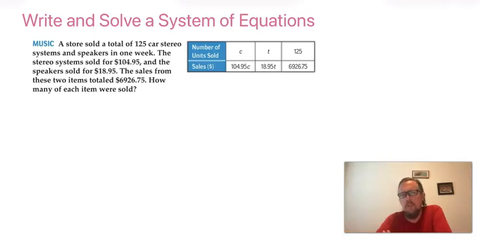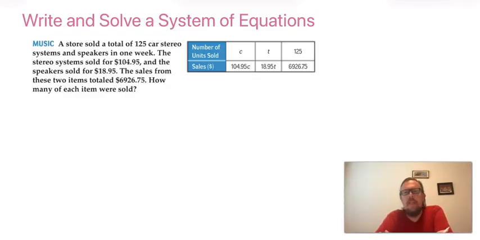A music store sold a total of 125 car stereo systems and speakers in 1 week. The stereo system sold for $104.95, and the speakers sold for $18.95. The sales from these two items totaled $6,926.75. How many of each item were sold?